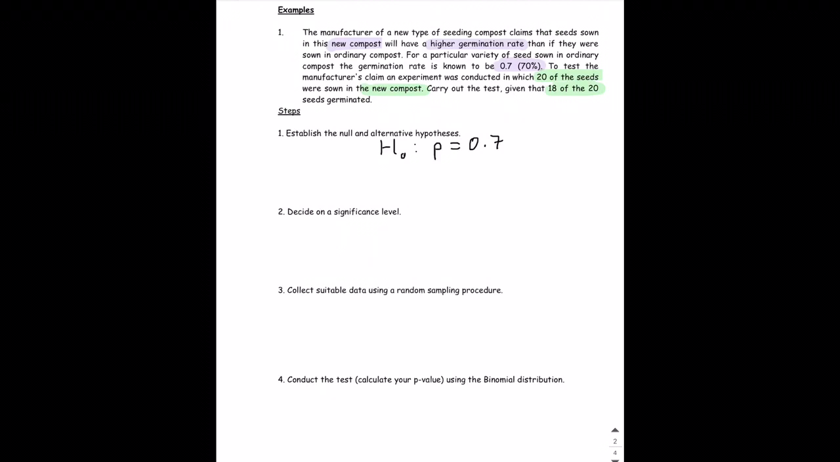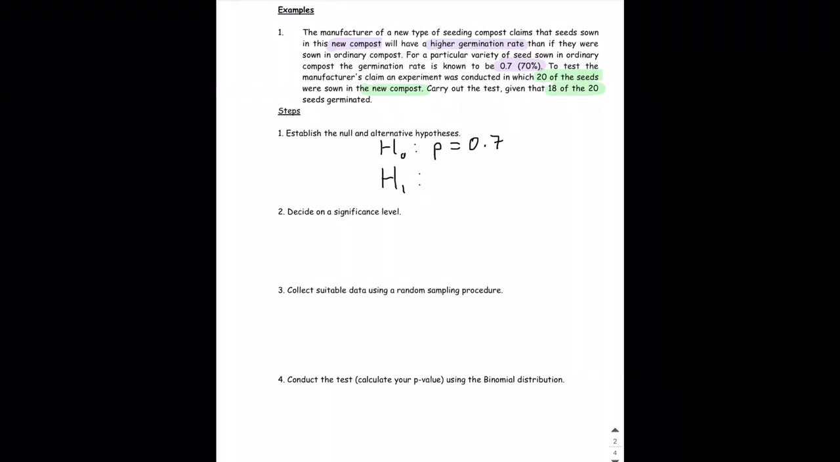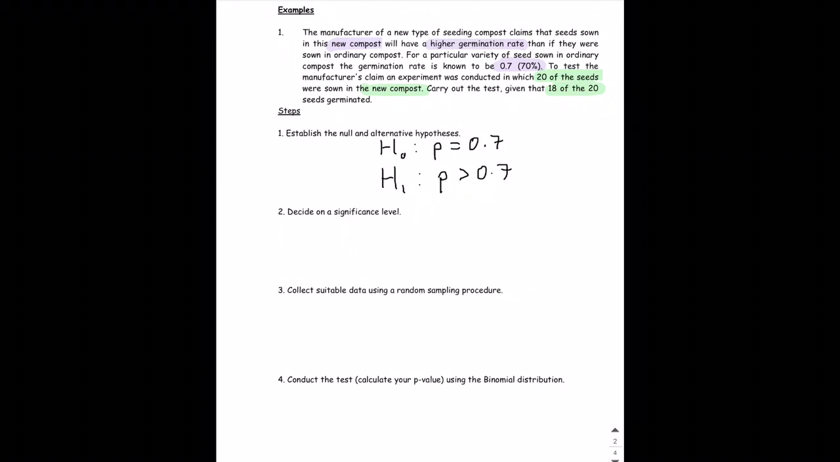And the alternative is the new claim. What are we looking for? We want to know: is the proportion greater than 70%? Is this compost actually a lot better than the regular compost? So those are our hypotheses. We then decide on a significance level. There's nothing mentioned here about a significance level, so we will usually call it 5%.